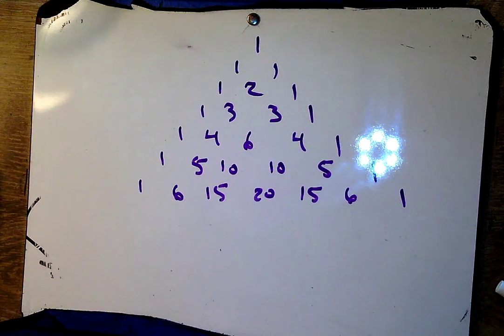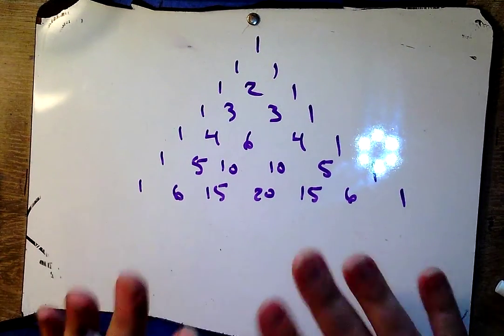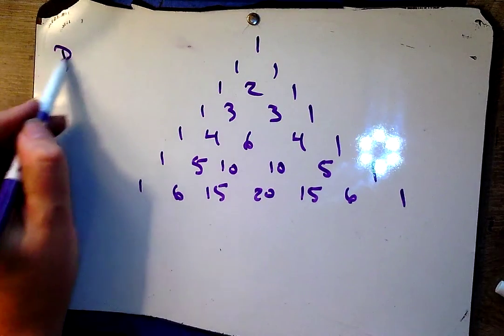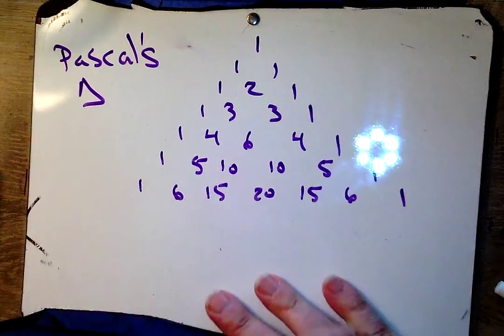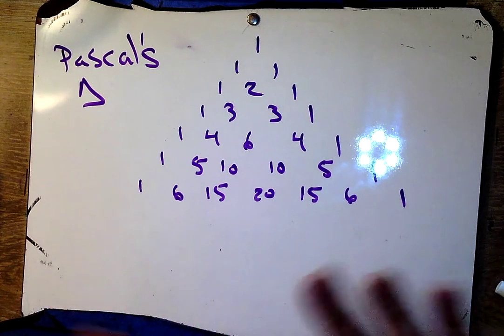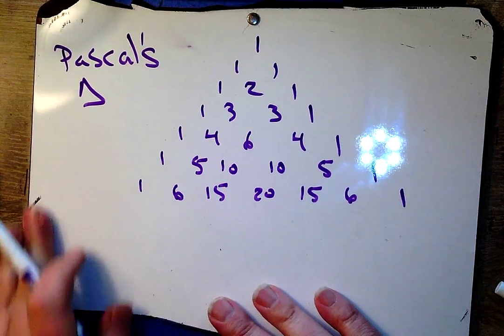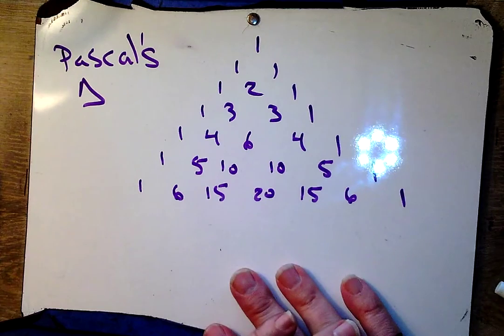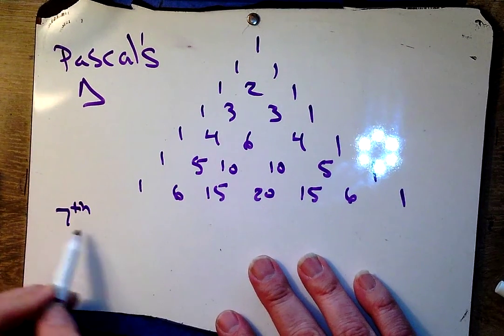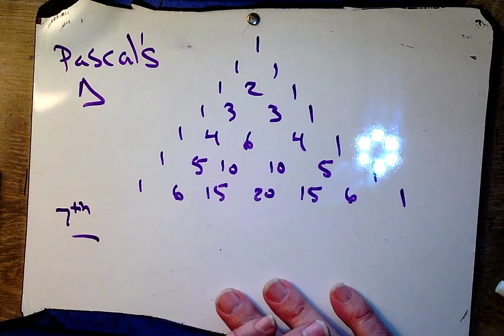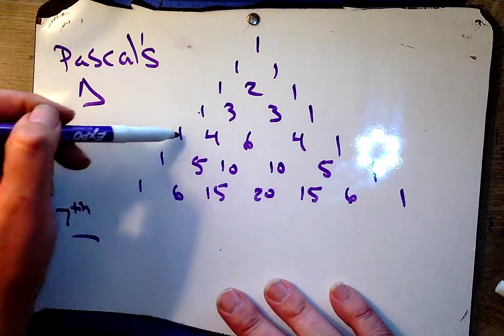Hey everyone. So here we have Pascal's triangle. It turns out Pascal's triangle has lots and lots of really interesting patterns in it. But what I'm going to ask is, what's this next row, the seventh row, going to look like? I know you're saying 1, 2, 3, 4, 5, 6, 7.